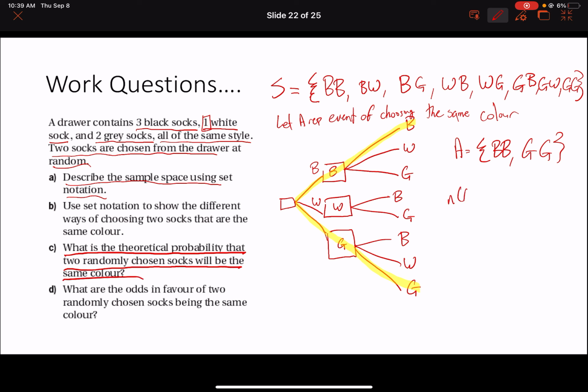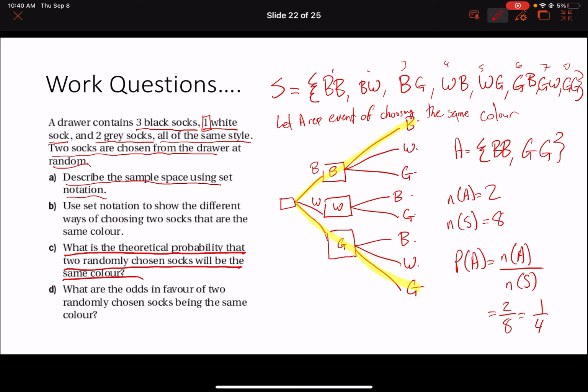What is the theoretical probability that 2 randomly chosen socks will be the same color? So N of A is equal to 2. N of S is equal to 1, 2, 3, 4, 5, 6, 7, 8. And then the probability of A is N of A over N of S, which is equal to 2 over 8, which is equal to 1 over 4, which is equal to 25%.